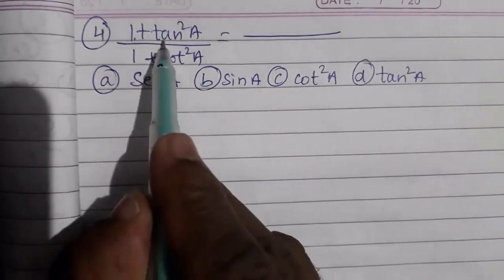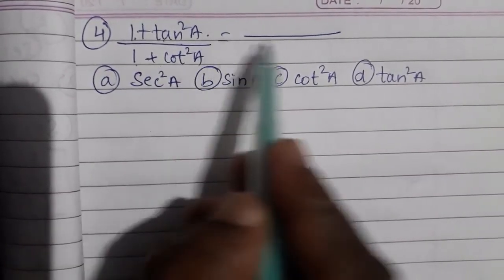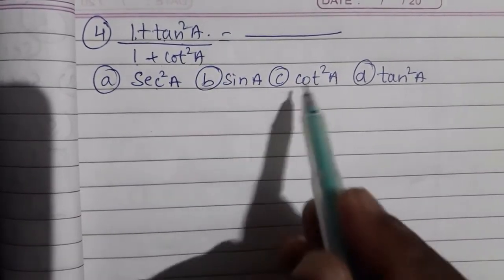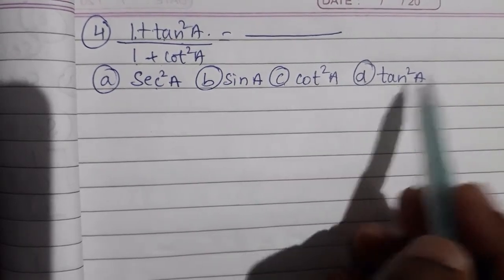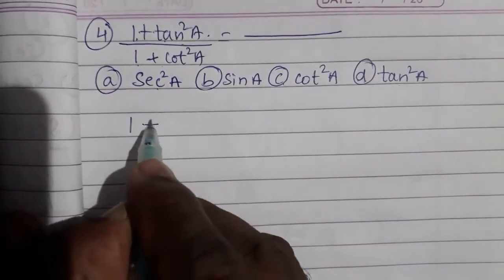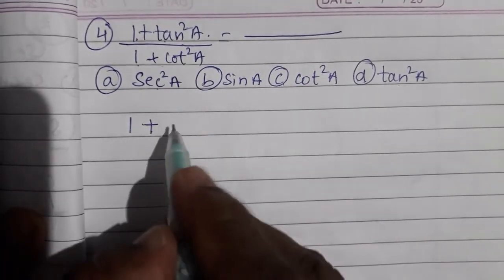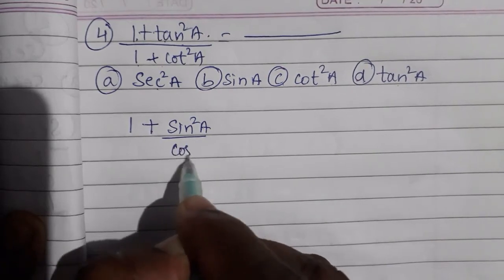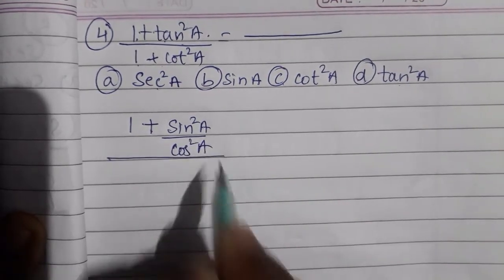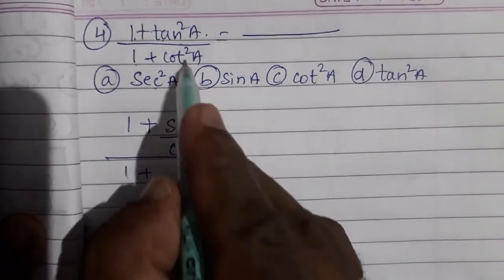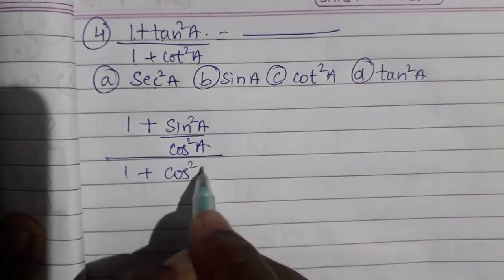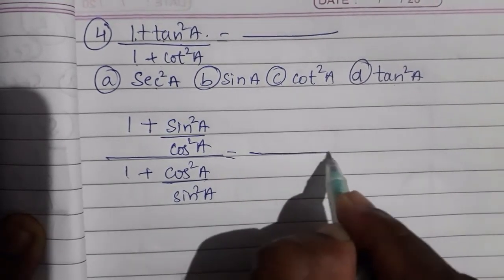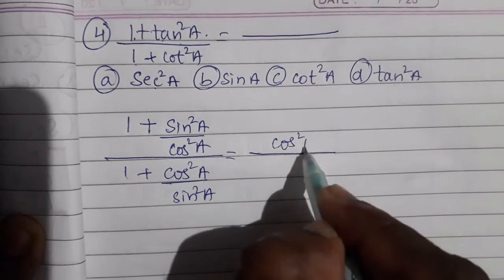The next sum, (1 plus tan square A) by (1 plus cot square A) is equal to dash. Four options. Option A, secant square A. Option B, sin A. Option C, cot square A. Option D, tan square A. 1 plus, in place of tan square A, definitely I can write it as sin square A by cos square A. In the denominator, 1 plus, in place of cot square A, definitely I can write cos square A by sin square A. Now we will take the LCM in both numerator and denominator. In numerator, cos square A.